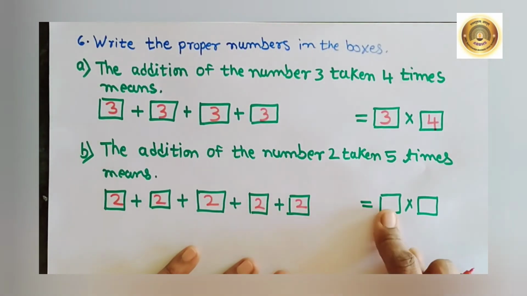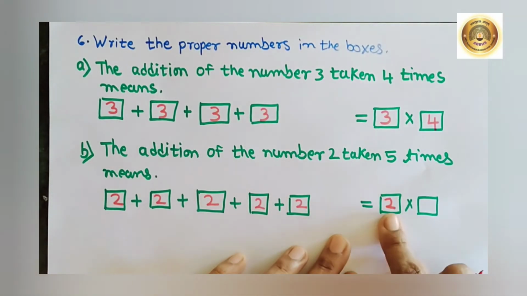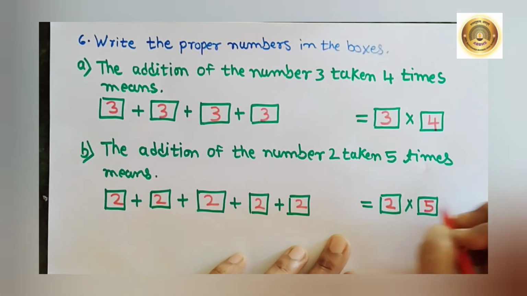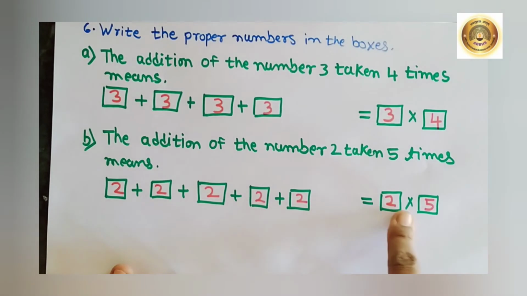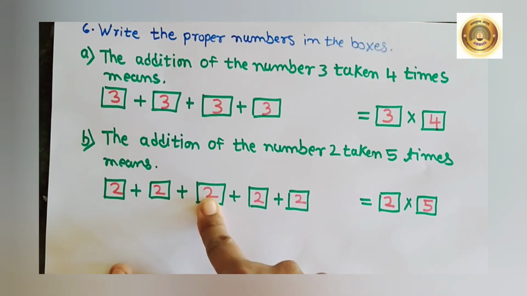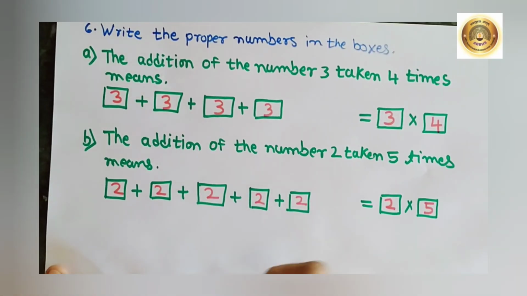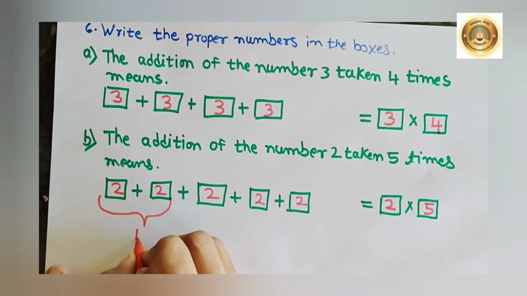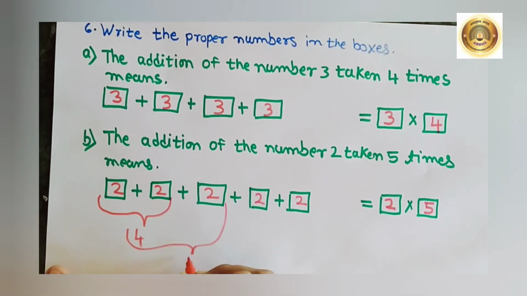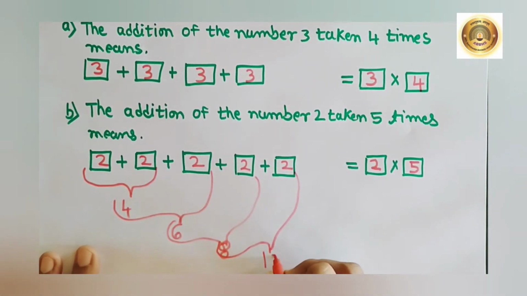And what is the multiplication form of this addition? Yes, 2 is repeating 5 times. And both will give you the same answer. 2 plus 2 is 4, 4 plus 2 is 6, 6 plus 2 is 8, and 8 plus 2 will give you 10. 2 plus 2 is 4, 4 plus 2 is 6, 6 plus 2 will become 8, and 8 plus 2 will be 10.